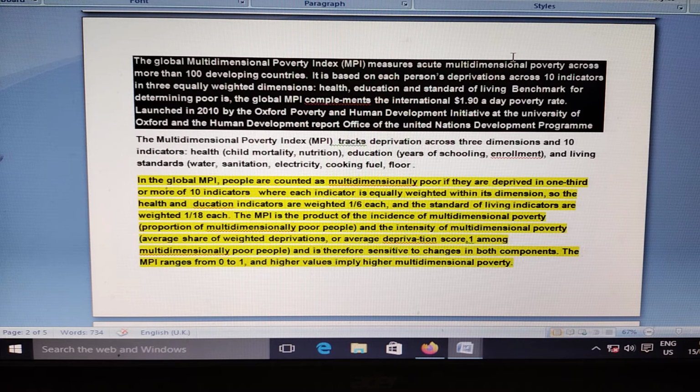These three dimensions are measured by ten indicators such as nutrition, school attendance, years of schooling, drinking water, sanitation, etc. The intensity of multidimensional poverty is the weighted average number of deprivations that poor people experience at the same time. The MPI value summarizes the information on multiple deprivations into a single number. It is calculated as the multiple of the poverty count by the intensity of poverty.